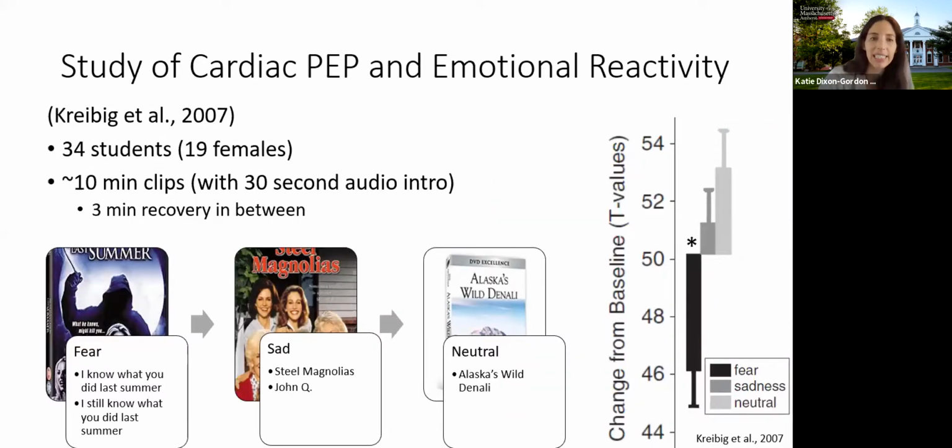Just to give you a sense of what this has been associated with in the literature, this is one study that looked at different emotional film clips, with recovery in between. This was obviously a little bit of an older study. So scary film clips were like, I Know What You Did Last Summer.